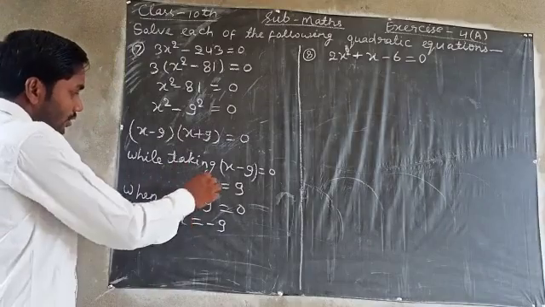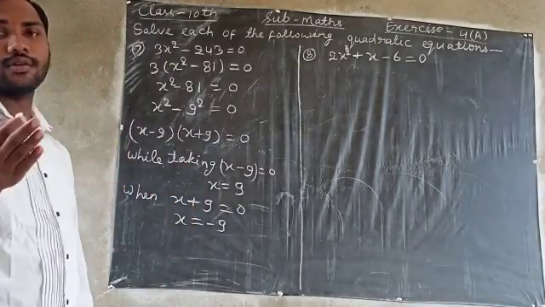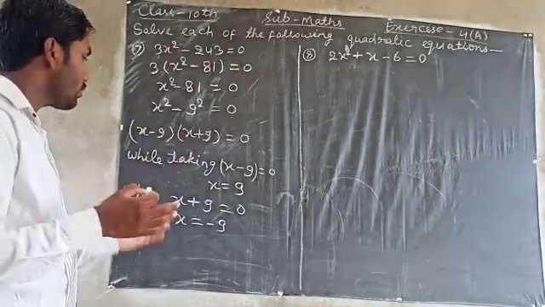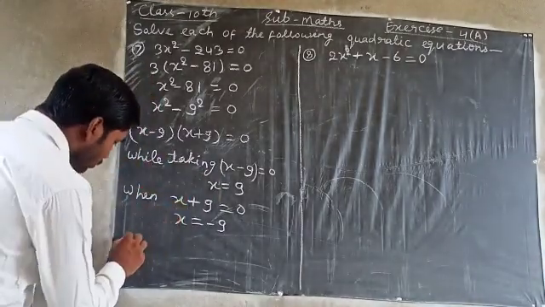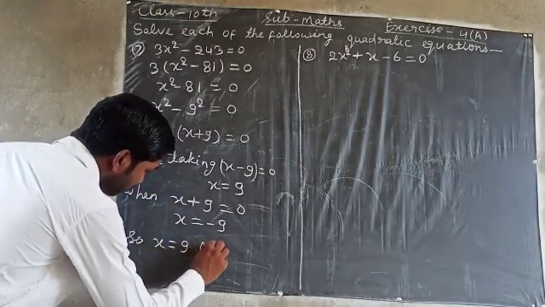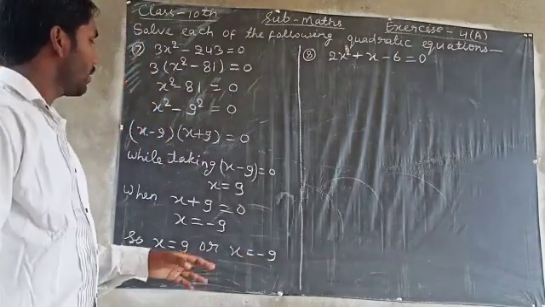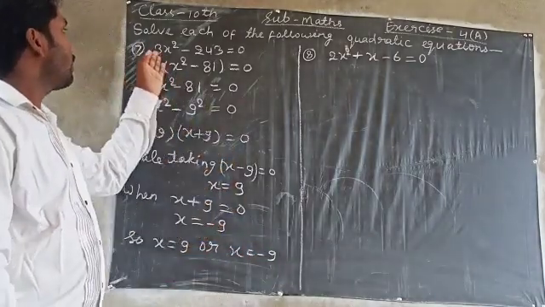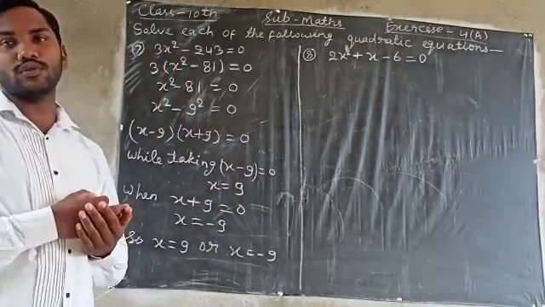So we can say that x is equal to 9 or x is equal to minus 9 are the two solutions for the given quadratic equation. So x is equal to 9 or x is equal to minus 9. These are the two solutions for this one, 3x square minus 243 is equal to 0.